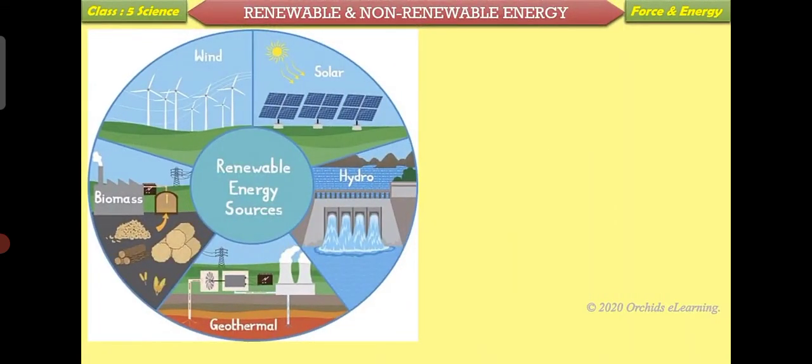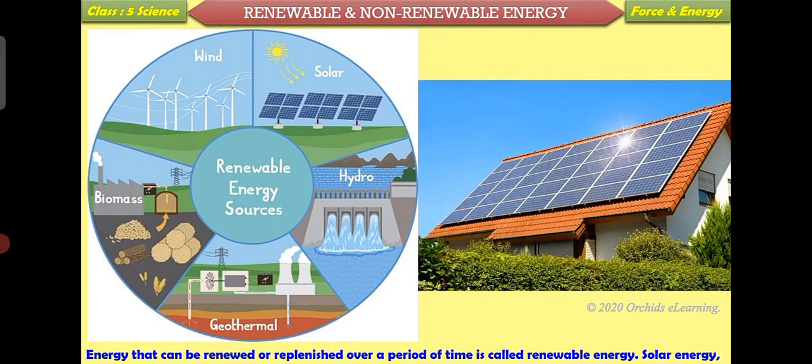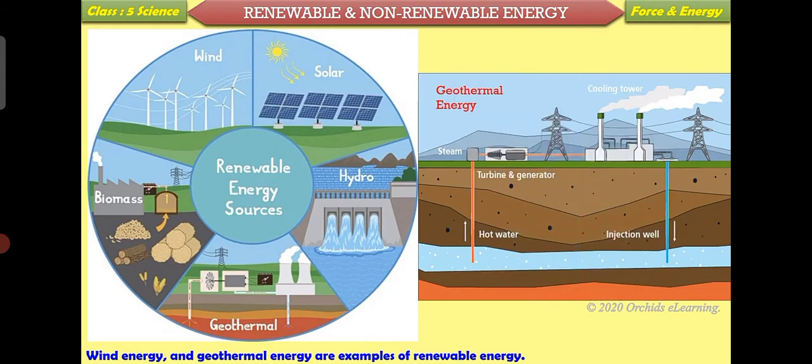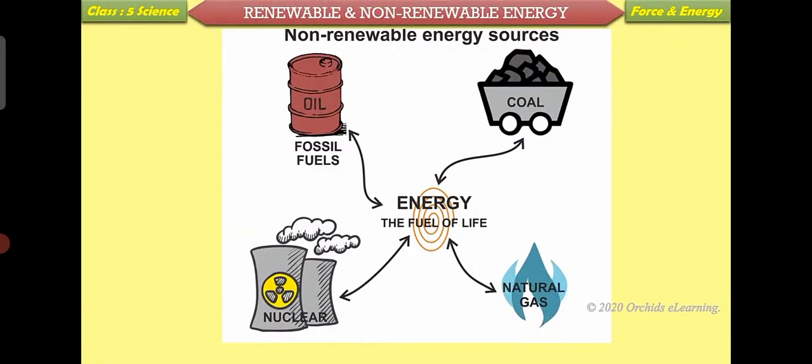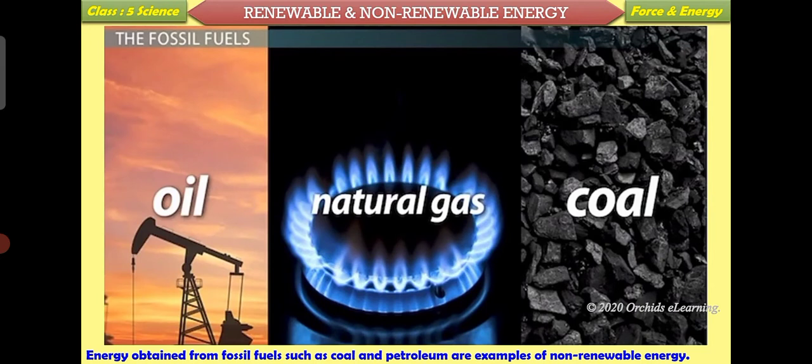Renewable and non-renewable energy. The energy that can be renewed or replenished over a period of time is called renewable energy. Solar energy, wind energy, and geothermal energy are examples of renewable energy. The energy that cannot be renewed or replenished over a period of time is called non-renewable energy. Energy obtained from fossil fuels, such as coal and petroleum, are examples of non-renewable energy.